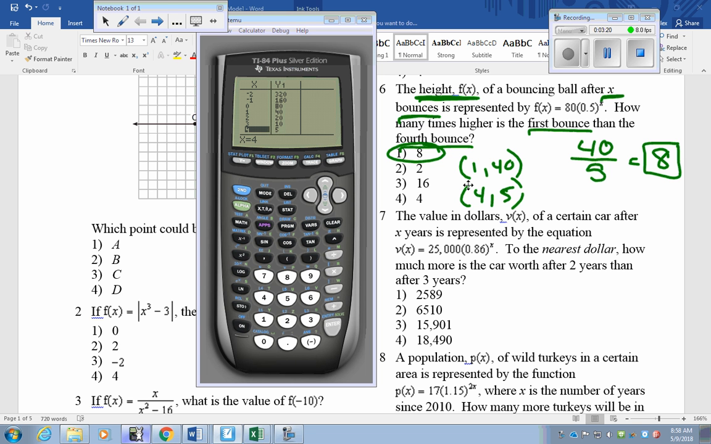Now, similar to that, if you look at question 7, this one asks how much more the car was worth. That's going to imply taking the numbers and subtracting them.